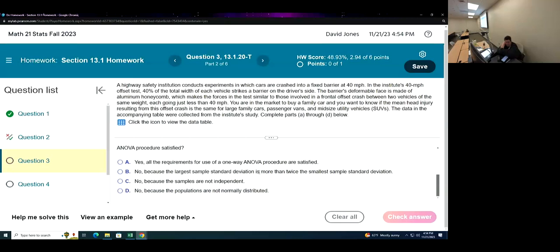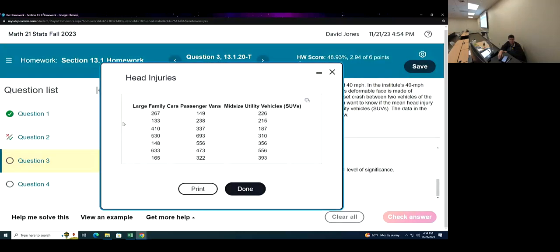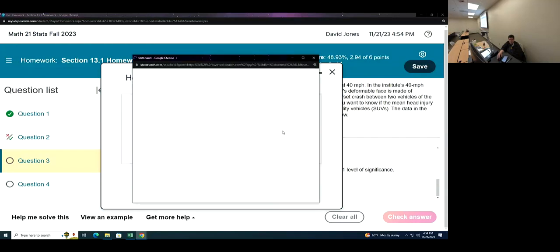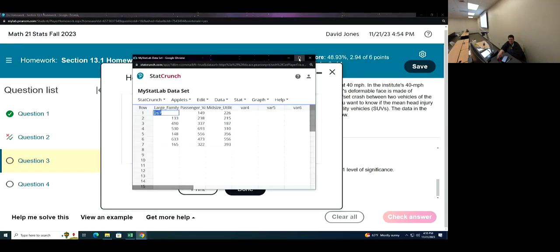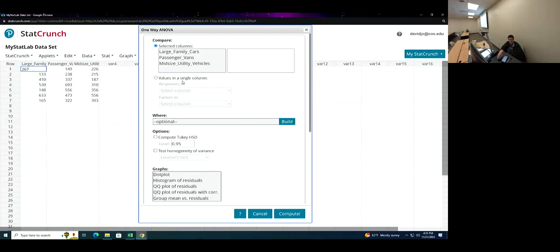I'm assuming those don't have overlap. And I think it said they're normally distributed. So yes, the requirements are met. Yeah, they have data, so this is one you can do. So to do it, we're going to load this into StatCrunch. We're going to do stats, ANOVA, one way, select all 3, and we're just going to click compute.